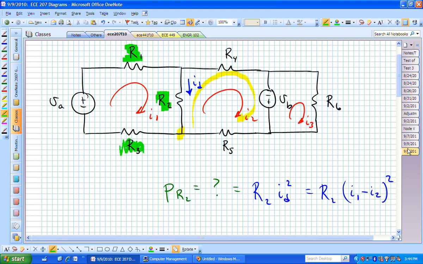If I increase V sub A, will I sub 1 increase or decrease? Increase. So it will be on the right-hand side with a positive sign.